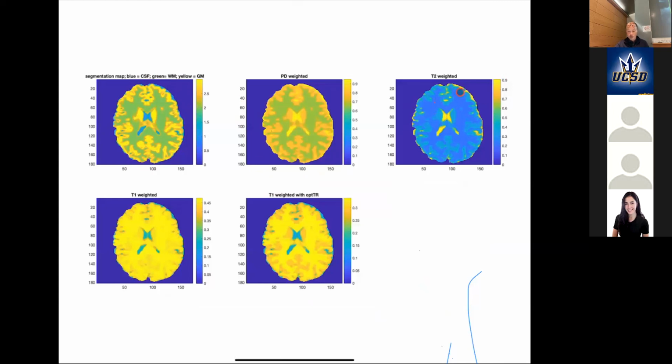If I do T2 weighted, the brightest stuff I'm going to see is the CSF, because that lasts the longest. And if I do T1 weighted, the darkest is the CSF. I see some contrast between gray and white, but not as much as if I do the optimal TR, which is shown here.